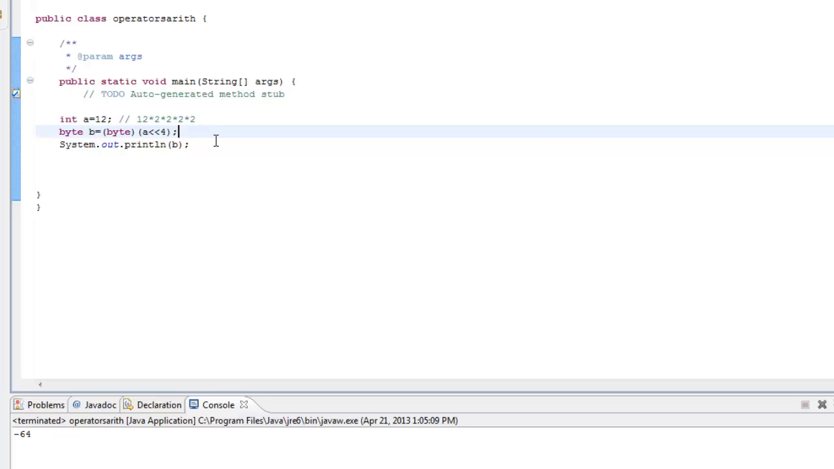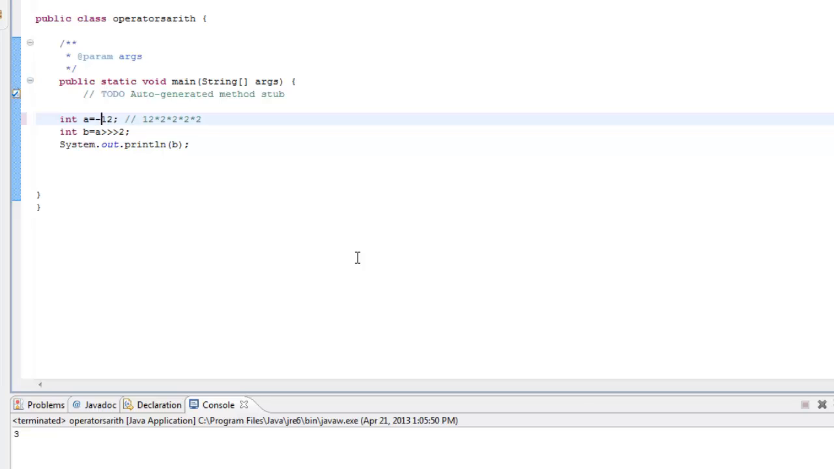Similarly, if I shift this towards the right, I say int b is equal to a, right shift without sign by 1, this will give me 6, and if I do it twice, it will give me 3. So this is how it works. And in case I have a negative number, say minus 12, and I right shift by just 1, the number comes out to be a positive number, altogether a different magnitude.